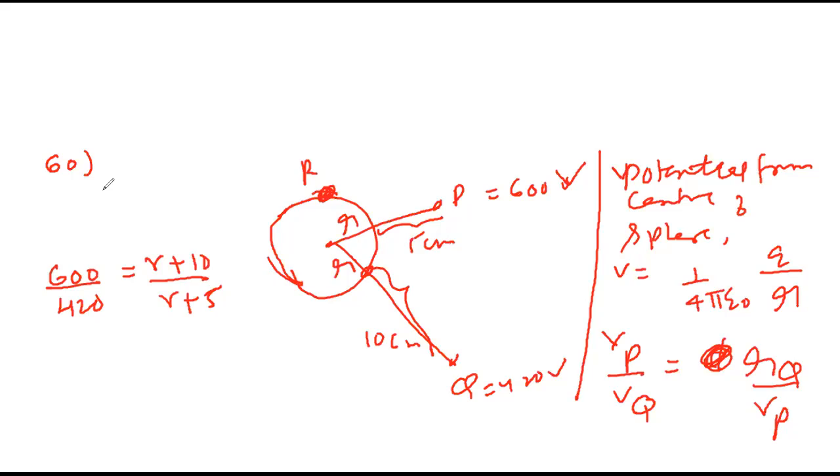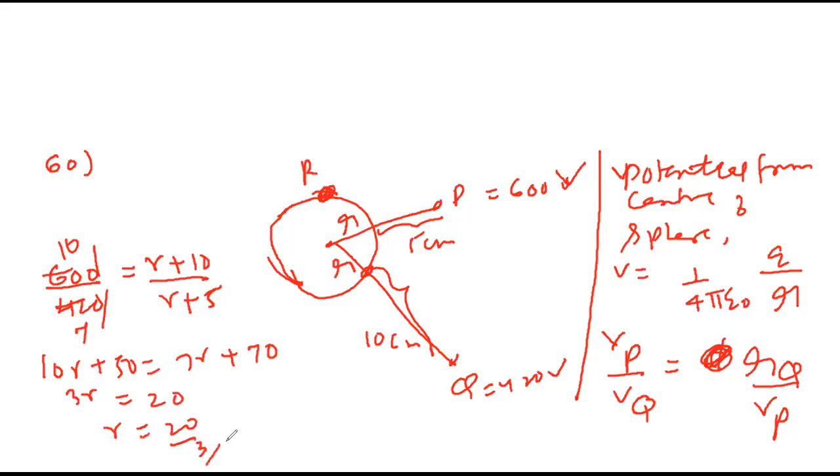Can we cancel this way? 6 into 10, 6 into 7. So 10R plus 50 is 7R plus 70. So 3R will be 20. Therefore, R is 20 by 3. R is nothing but the radius. So we got the radius relation. Please copy this: R is 20 upon 3.